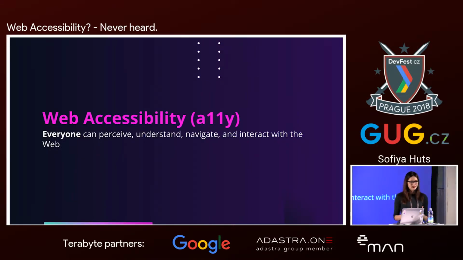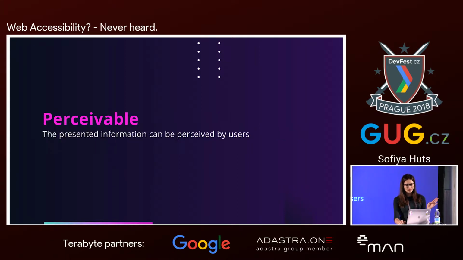So what is actually web accessibility? The original definition states that people with disabilities can perceive, understand, navigate, and interact with the web. But I actually changed this definition from people with disabilities to everyone, so that everyone can perceive, understand, navigate, and interact with the web. And web accessibility has 4 core principles.